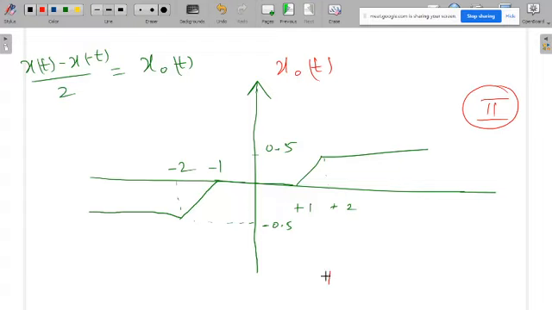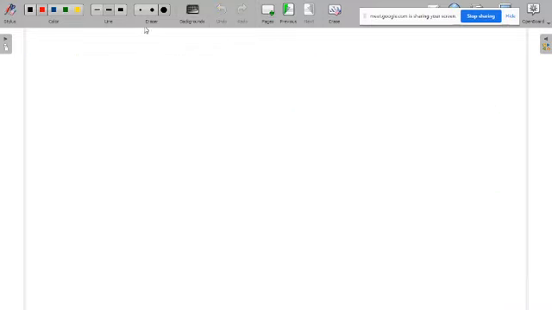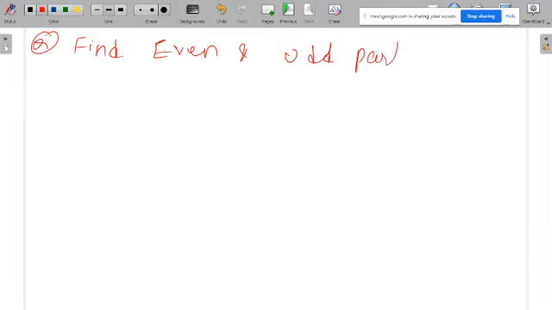If you add 1 plus 2, try to add 1 plus 2, you have to get x of t. If you are getting x of t, then whatever you have done is correct, or otherwise it could be wrong. Okay, so this is how to find out the even part and odd part of the signal. So finally, the last problem, within 1 or 2 minutes we will complete. Okay, next question, find even and odd part of the signal.